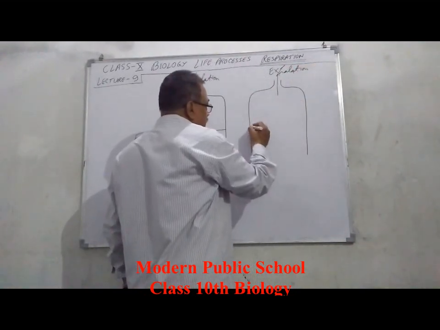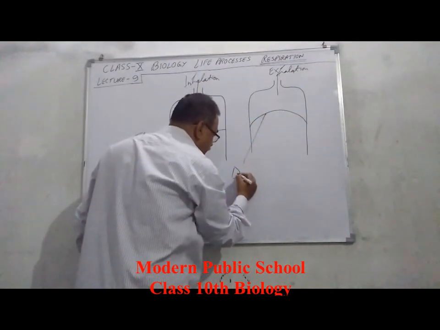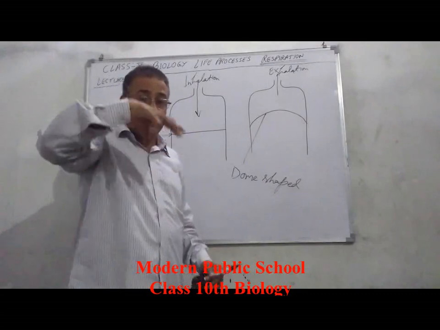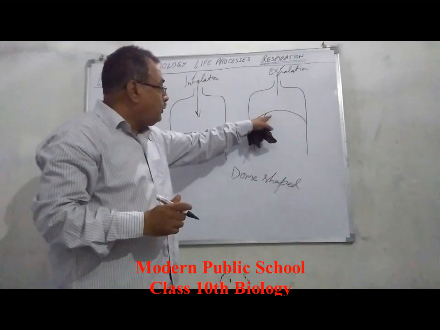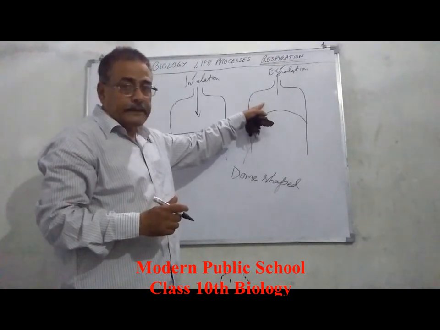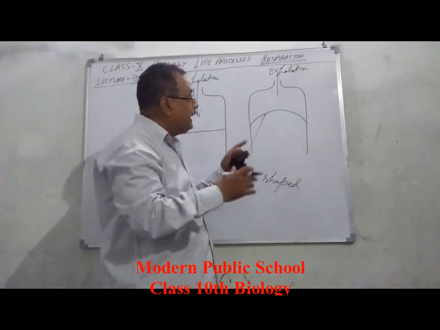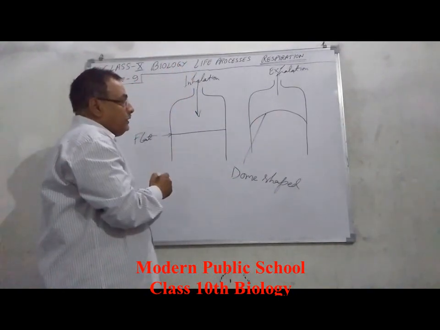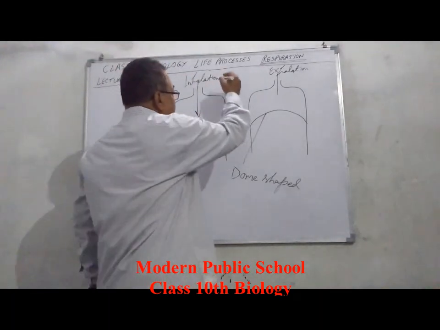What happens? The diaphragm becomes dome shaped. Dome means the gumbad of a temple or mosque; that is called a dome. When the diaphragm becomes dome shaped, the volume of the thoracic cavity decreases, the pressure inside the lungs increases, and due to this the air rushes out. In this way, breathing is purely a physical process.